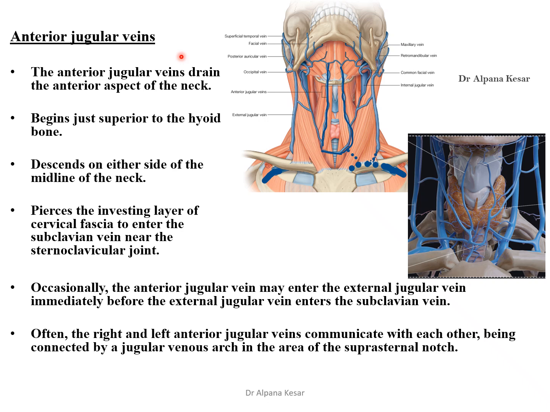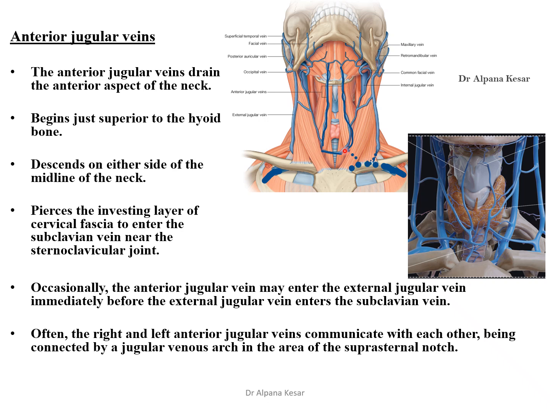Anterior jugular veins. These are the anterior jugular veins. Anterior jugular veins are present in the superficial fascia of the neck. They drain blood from the anterior aspect of the neck. Anterior jugular veins begin just above the hyoid bone. They descend in the neck in the superficial fascia, then pierce the investing layer of deep cervical fascia to enter the subclavian vein.